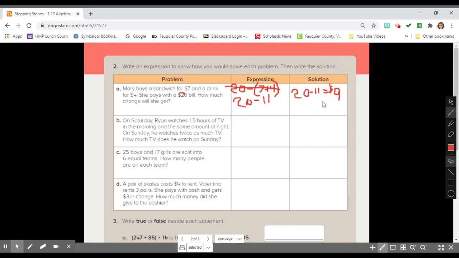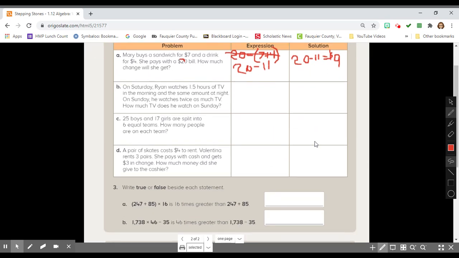Okay, so the solution is $9. So make sure that you're answering these. You're doing the expression, you're figuring out the expression, you're doing the PEMDAS up here, you're doing PEMDAS on all of these, and then you're actually figuring out the answer to it. How much change will she get? Okay, then you can do these 3.